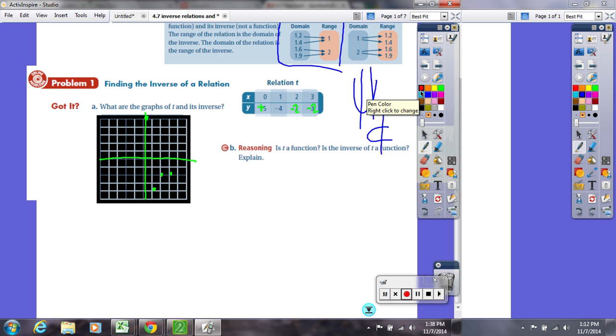Anyway, what would be its inverse? 5, 0, right? 1, 2, 3, 4, 5. The red dots would be the inverse relation, right? Negative 4, 1. Then negative 2, 2, negative 2, 3. Is the inverse a function? Because of the negative 2, 2 and the negative 2, 3, it would not be a function.